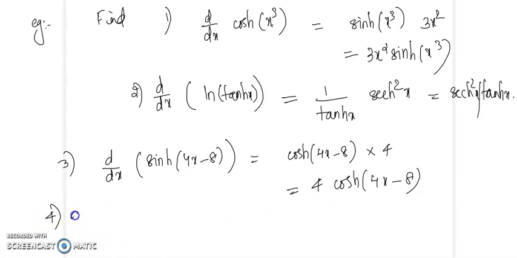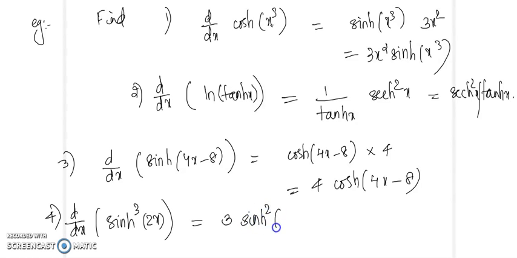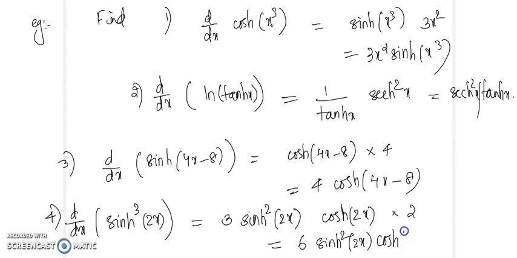And if you want the derivative of, say, sinh cubed of 2x, it comes in the form x raised to n, which is the outer function. The inner function is sinh of 2x. So by the chain rule, you will get 3 sinh squared 2x. The derivative of sinh is cosh 2x, and the derivative of 2x is 2. So that will be 6 sinh squared 2x cosh 2x. That will be the derivative.